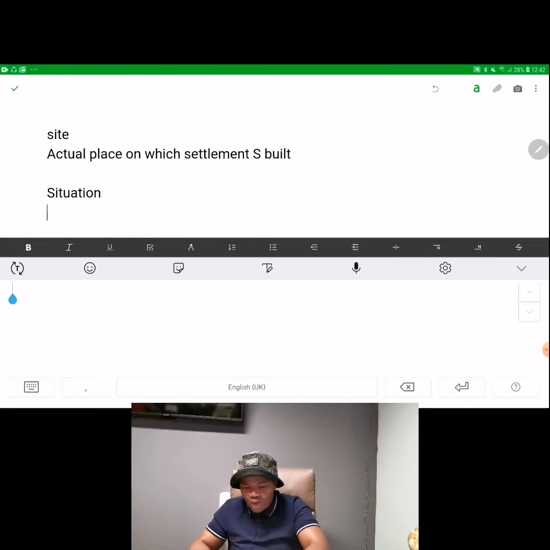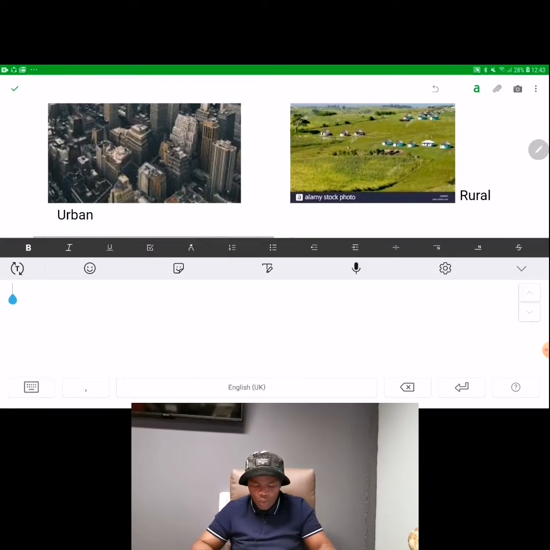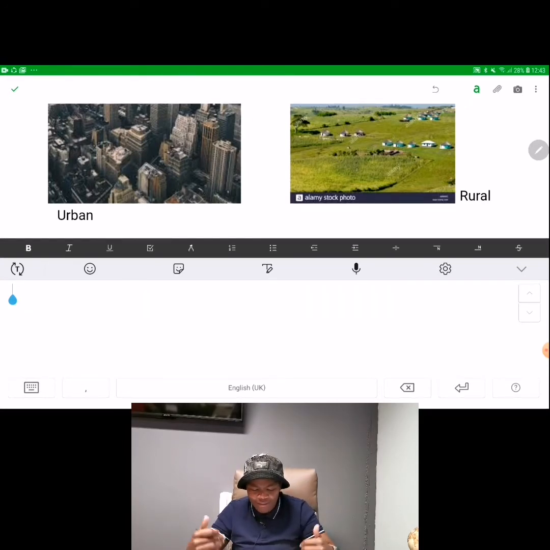All right. So I want us to classify the two settlements. As I've said, we have the rural settlement, and also we have what? The urban settlement. So when we are speaking about an urban settlement, it is a settlement that is located in towns or cities, and they are multifunctional. That is what? An urban settlement.